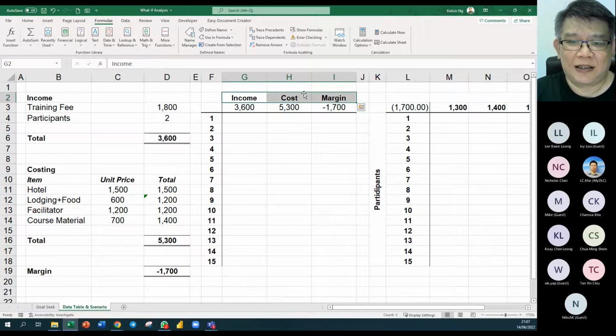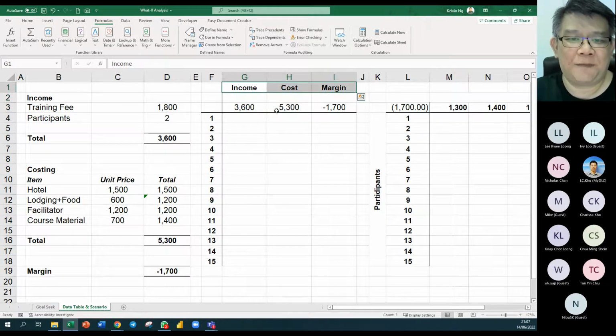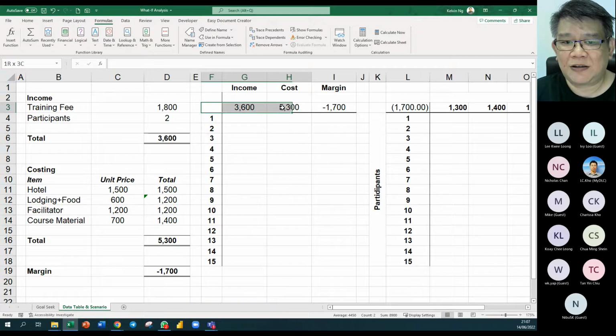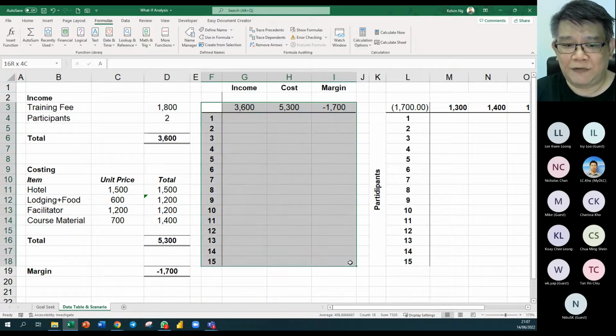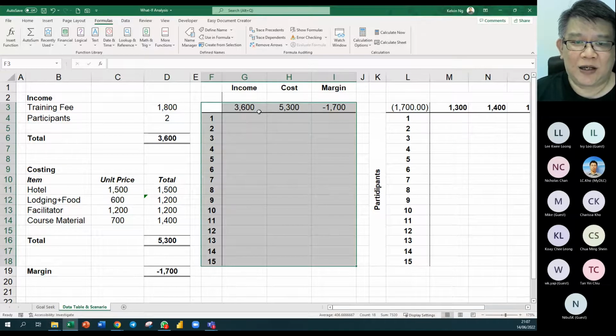Now, this title here is just for display only. For display, it's not part of the what-if analysis. So I just want to tell you that this column G is income, column H is cost, column I is margin. So how you do this is you highlight all the formulas with all the variables selected. So now they are going to take this formula, replace the one inside and calculate. Okay, they take this formula, replace the one, calculate, replace and calculate. So they will calculate all the way until 15 participants.